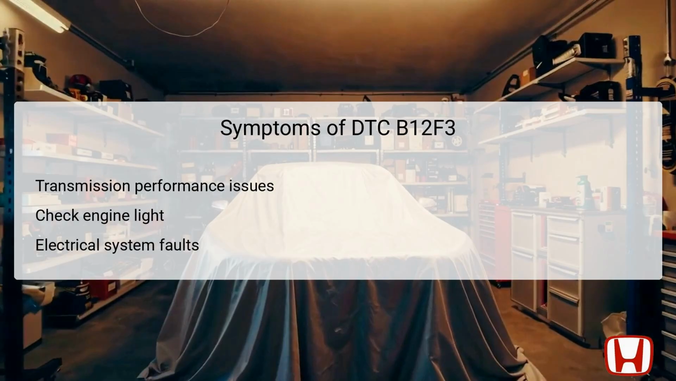Drivers may also notice irregular behavior in other electrical systems, such as windows or lights, if these functions are affected by the same body control module. These symptoms are significant indicators that warrant further investigation into the communication links between the BCM and TCU. Understanding these symptoms will help technicians prioritize their diagnostic approaches.